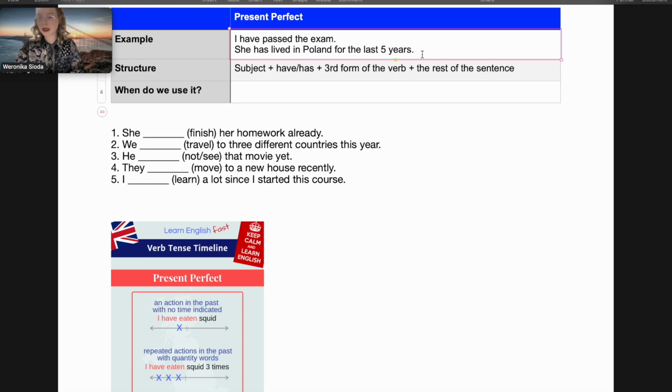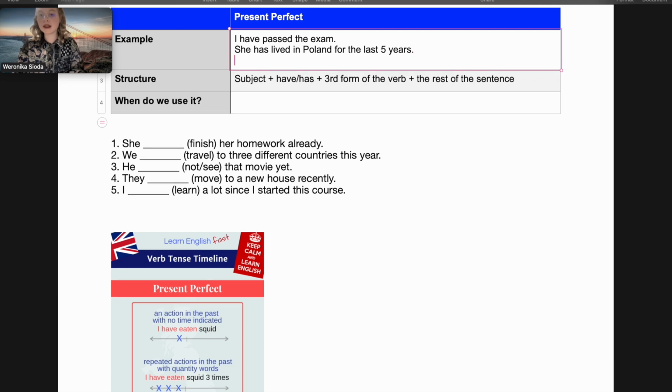What else can I say? I can say that they have watched this film 5 times already. Okay, so once again, they, this is the subject, have, this is the verb to have, watched, this is the third form of the verb to watch, and I have the rest of the sentence. Okay, so when will I use this tense?